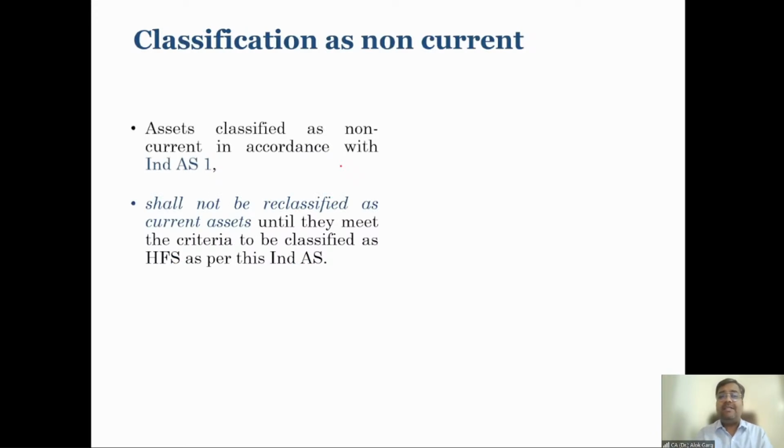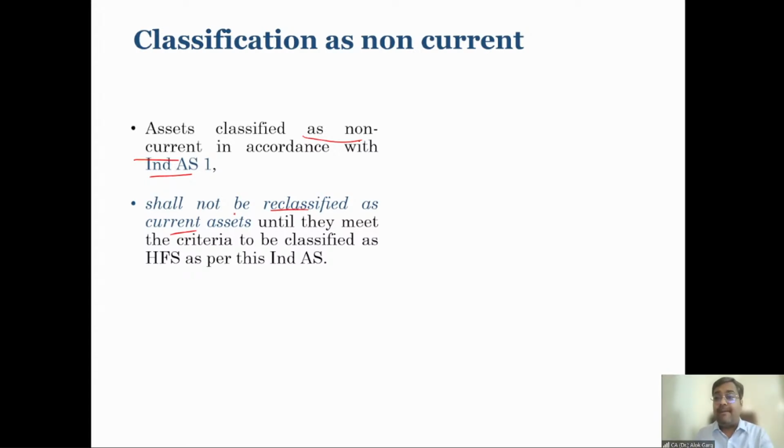So friends, an asset classified as non-current in accordance with Ind AS 1 shall not be reclassified as current asset, like land, building. These are classified as non-current assets because they are for long-term purposes. Sir, if it is held for sale in the ordinary course of business, like DLF, then of course it will be inventory, not a non-current asset.